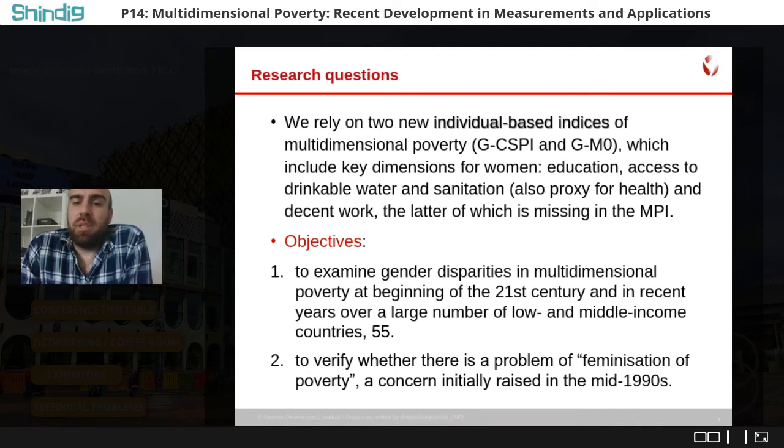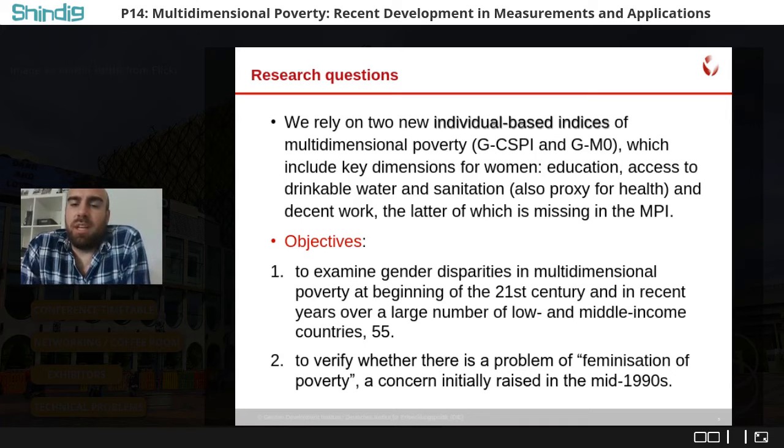And these individual-based indices of multidimensional poverty consider some key dimensions that are especially important for women, which are education, access to water and sanitation, which are used as a proxy for health, and also decent work. And the main objectives of the paper and our research are two. One is from a static perspective, looking at the gender differences and disparities in multidimensional poverty.